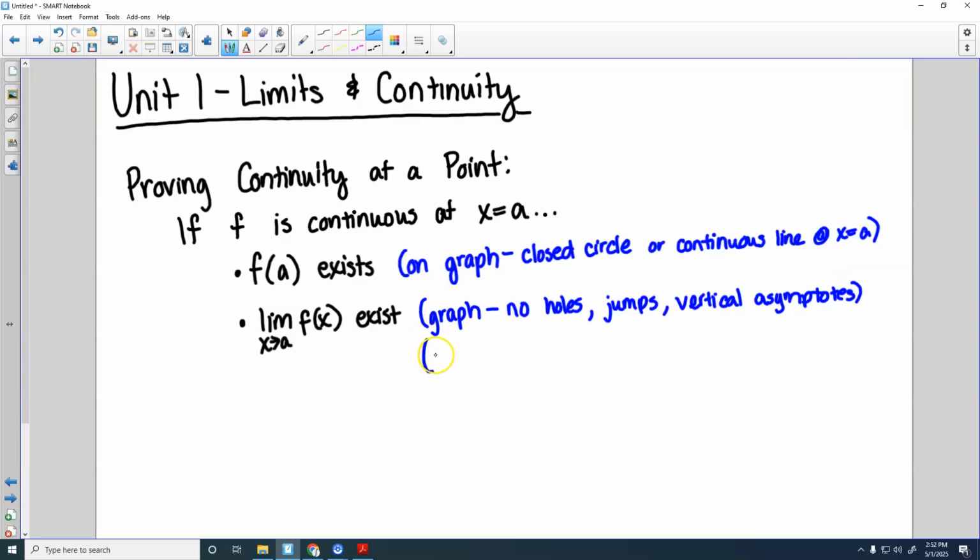From an equation, I'm thinking especially piecewise, or technically any, but if they're asking you from an equation, it's almost always a piecewise. From a piecewise equation, you have to show that the limit as x approaches a from the right of f of x equals the limit as x approaches a from the left of f of x. Your limit from the left and the right have to be the same for that limit to exist at that point.